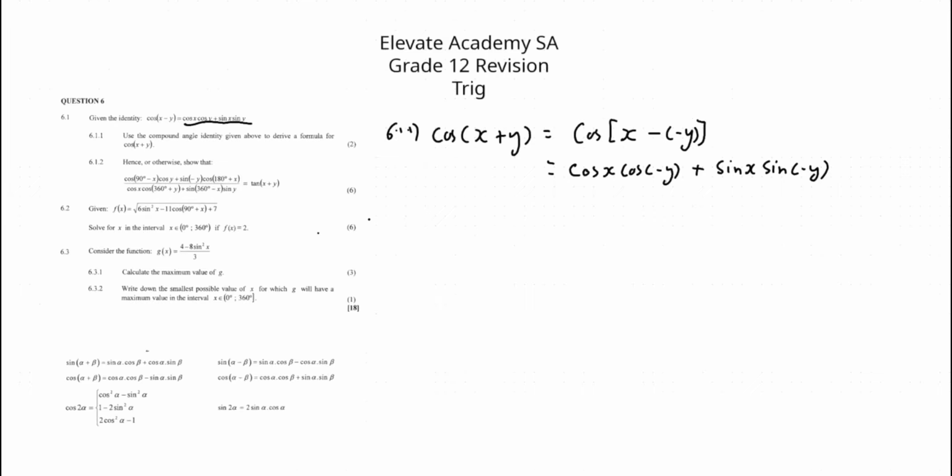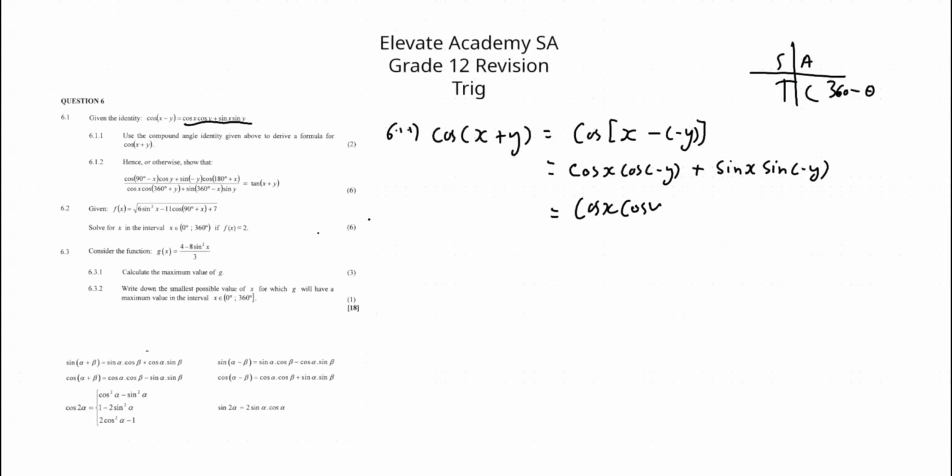In fact, let's just do that quickly. We have the CAST diagram and the reduction. We have A, S, T, C. In the fourth quadrant, we know the reduction is 360 minus theta. In this case, when we add 360, we're going to get cos 360 minus y. Cos is going to be positive. So let's write the first one as cos x, and this reduces to cos y.